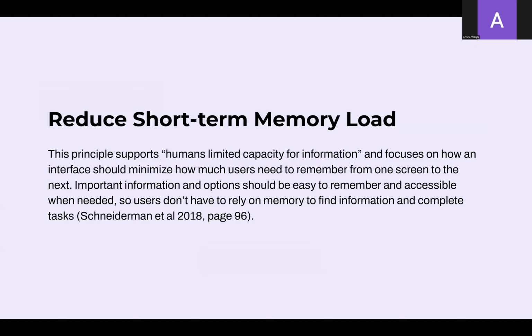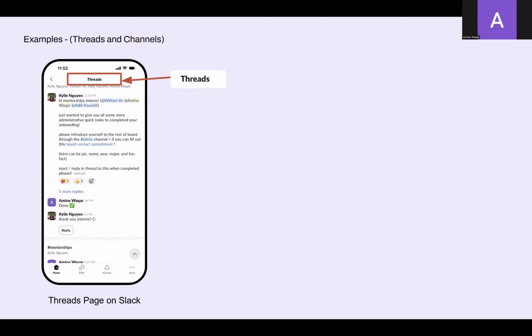Moving on to reduce short-term memory load. This principle is about how we cannot remember everything at once. The interface should keep important info and actions easy to access so users don't have to rely on memory to get things done. Basically, it's saying that we should prevent that feeling of, wait, where did that go? So we don't have that cognitive load. And while Slack supports this principle with threads, as you can see right here, it doesn't always fully reduce memory load overall. The thread's image shown on the right gathers recent replies in one place and clearly shows where each message came from. For example, this reply right here at the bottom is labeled as coming from the mentorship channel.